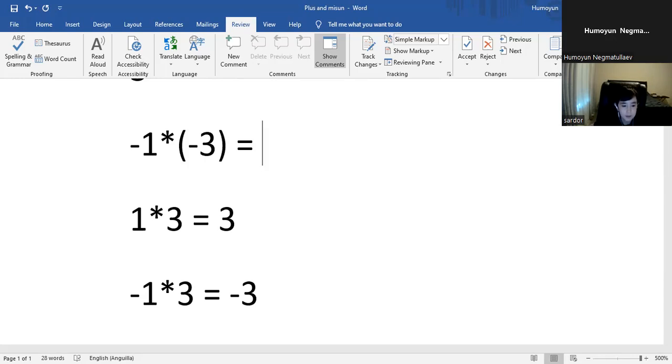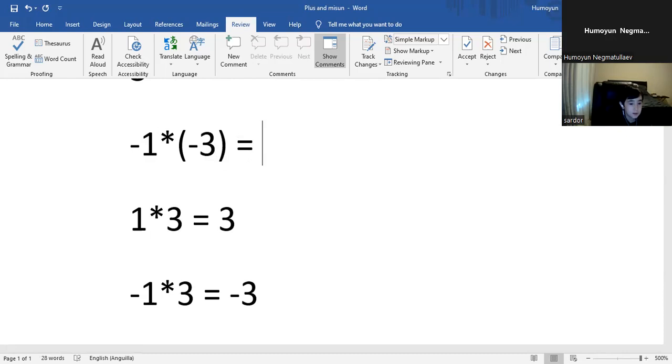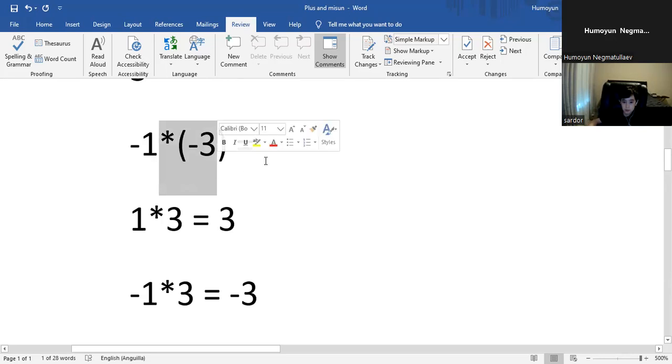I think it's -4. You think if 1 is multiplied by 3, it's going to be 4? Why are you not sure? Because we are not adding the numbers, we are just multiplying. 1 multiplied by 3 gives 3. But here, -1 multiplied by -3, you say the result is 4.